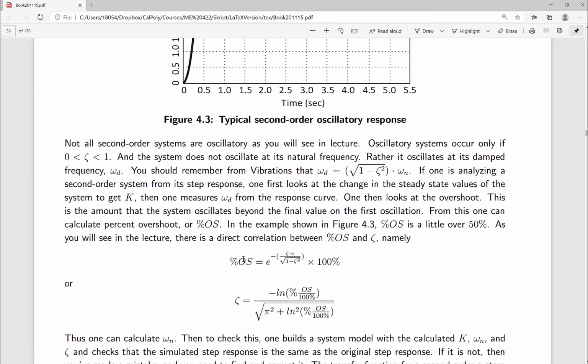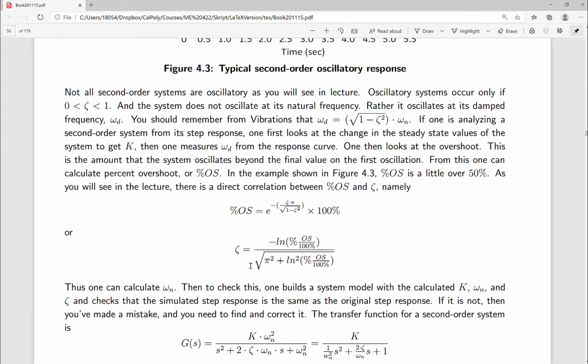Here's our relationship between percent overshoot and zeta, but this doesn't help us if we're measuring percent overshoot and trying to find zeta. But we can invert this relationship, and this is the useful relationship here. You put in your percent overshoot as a number between 0 and 1. It's a somewhat complicated formula, but as you can see, the only thing over here that we don't know is zeta.